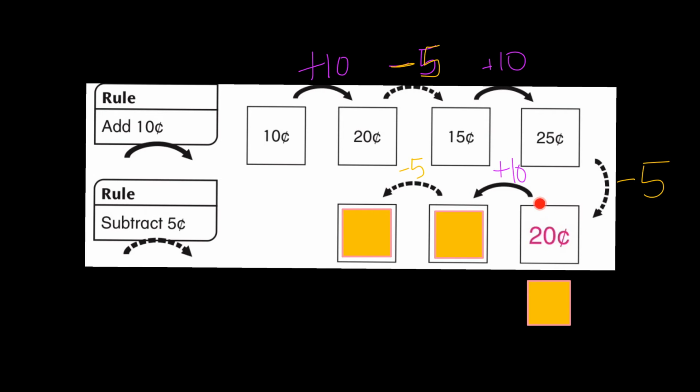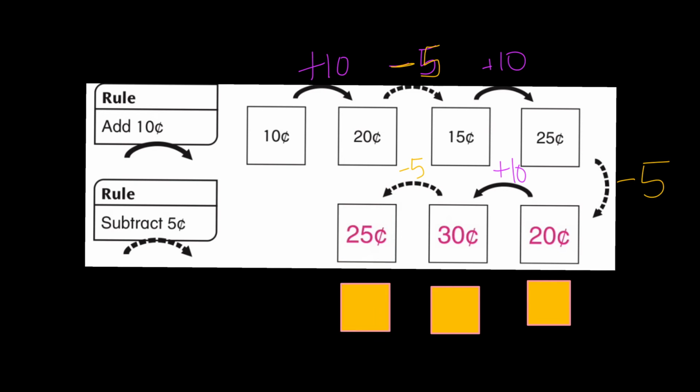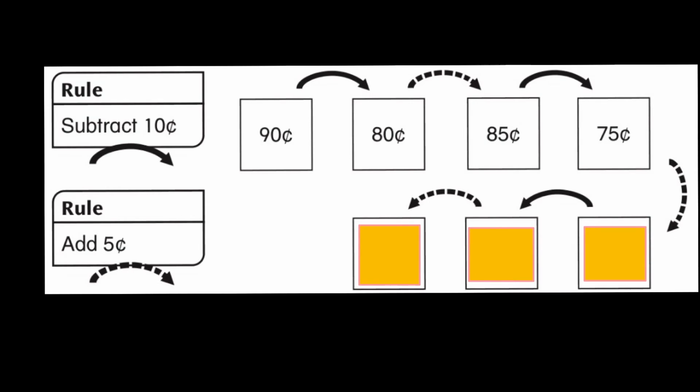Okay, 20 plus 10, what's going to be right here? Write it on your board. 30. And 30, following my dotted arrow, minus 5. What's going to be on my box there? 25. Okay, erase your boards. We're going to do a new one.